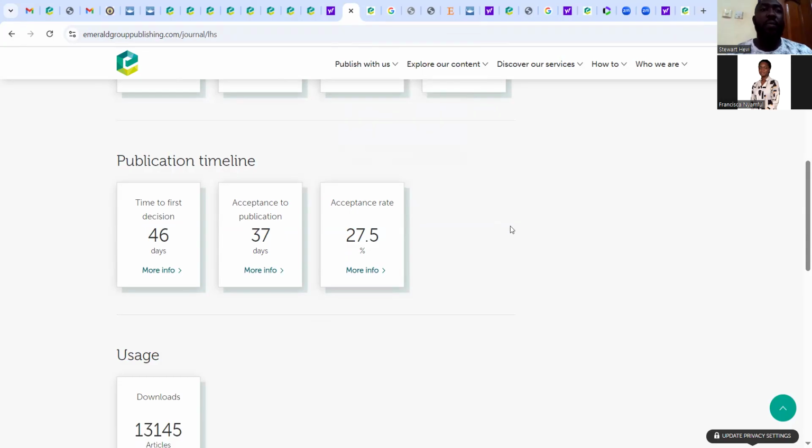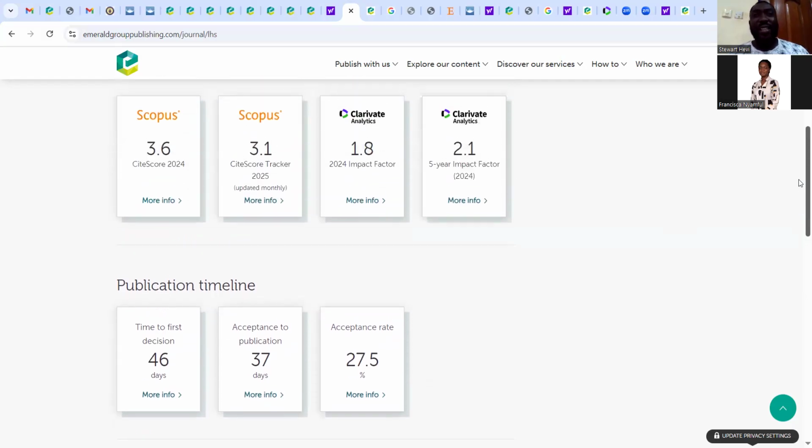Okay. So now let's go back to our first journal. This one has 46 days to the first decision. And when the paper is accepted, it takes about 37 days to get the paper published. Then let's look at the acceptance rate. We are talking about 27.5, which is higher than the other one we looked at, which was 22 point something. So you need to look at all that, make the comparison, and see whether you actually want to be with the journal or not. That is one side of it.